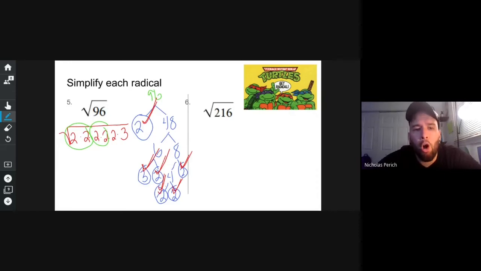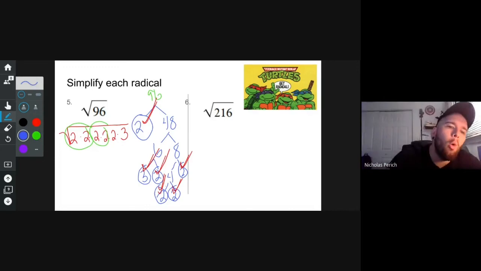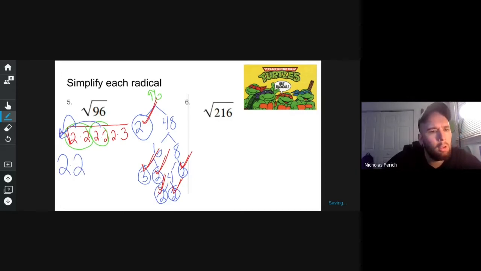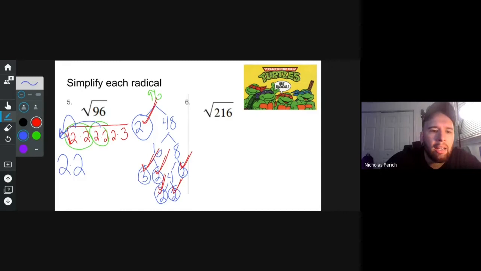Step 1, make a factor tree. Step 2, write them all out. Step 3, circle all the identical pairs. Step 4, pull out one. So I'm going to bring out a 2. Pull out another one, so I'm going to multiply another 2.